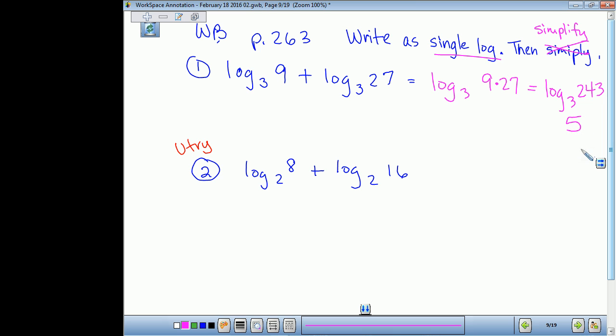5. Now, let's do a check step real quick. What if I had simplified here and here? What power do I raise 3 to get 9? 2. What power do I raise 3 to get 27? 3. Is 2 plus 3 equal to 5? Yes. Ooh. Can we do that? That way's faster? Okay, you can't always do that. And if the directions say write as a single log, we have to go here first. True. Okay? So go here first, and then double check it the other way with number 2.